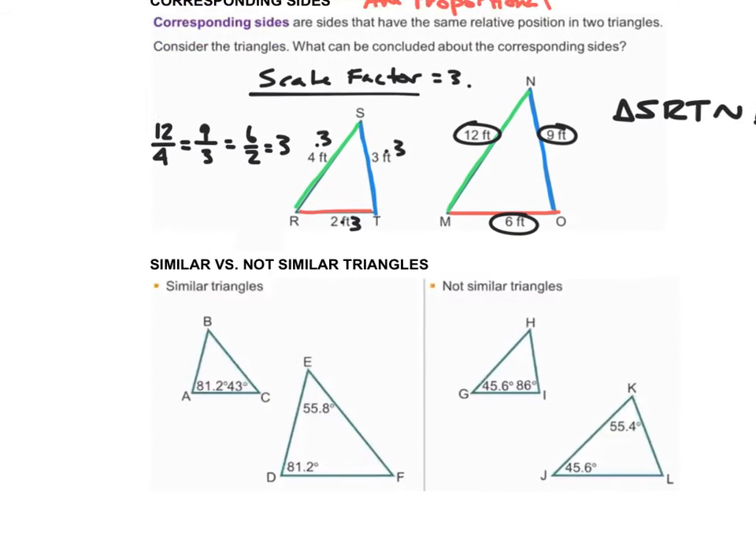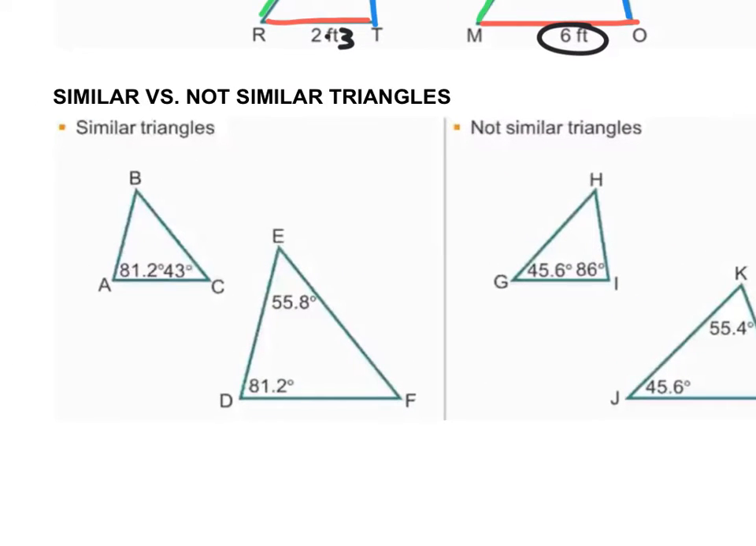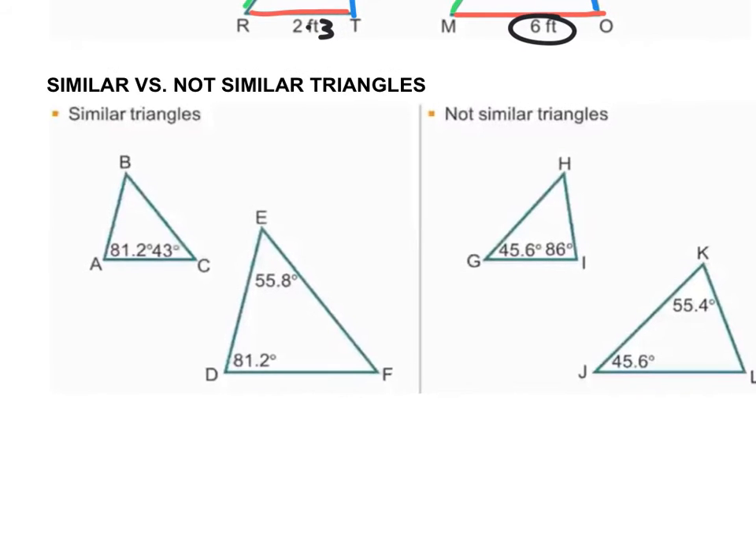Now let's take a look at similar versus non-similar triangles. Over here, these triangles are similar, and here's why. If I look at this triangle here, what I know is that angle E plus angle D plus angle F, if I add all those up, I'm going to get a total of 180 degrees.